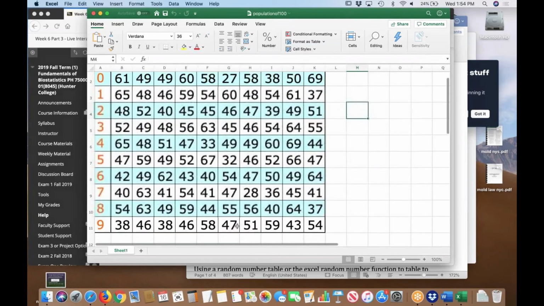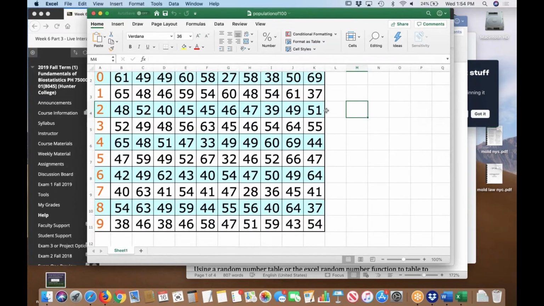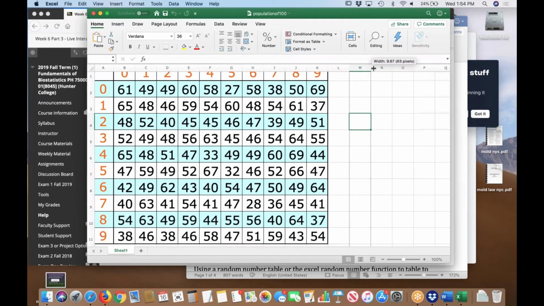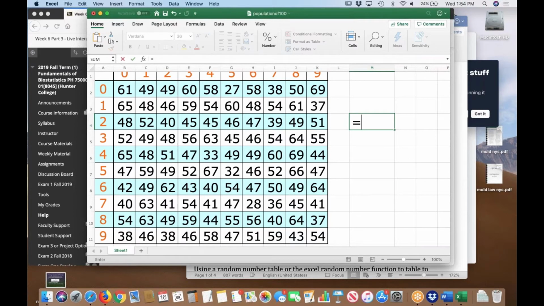So for right now, I'm going to work with everybody in this population. I'm going to calculate the average, the mean value for this population. So I'm going to say equals average, parentheses. And of course, as soon as I enter an open parenthesis, it asks me where the array of numbers is, where the numbers are that you want to average, and I'm just going to highlight all of these. And the average comes out to a little over 50.